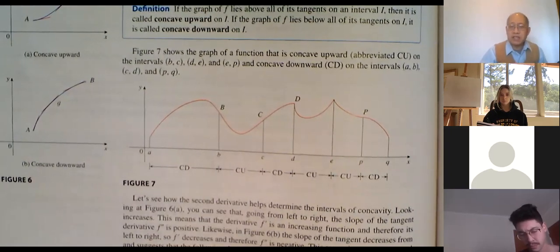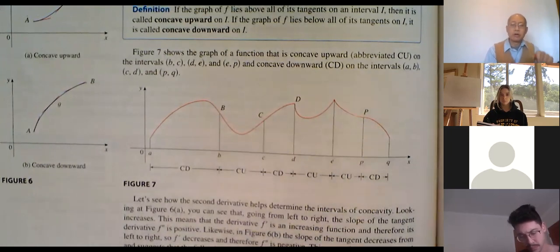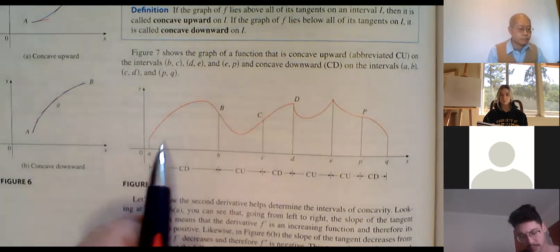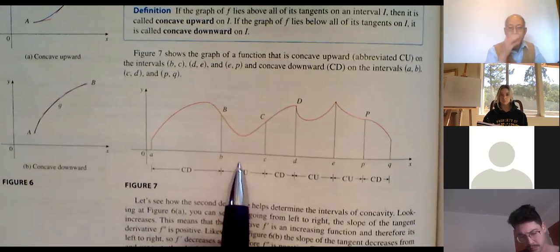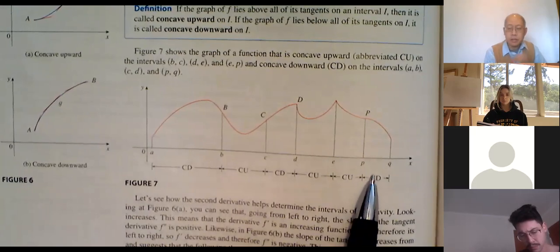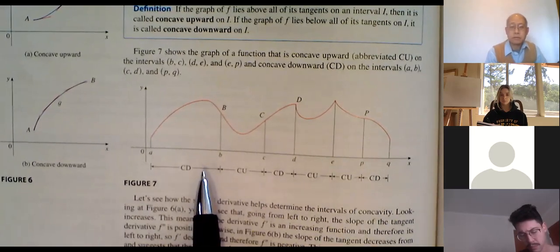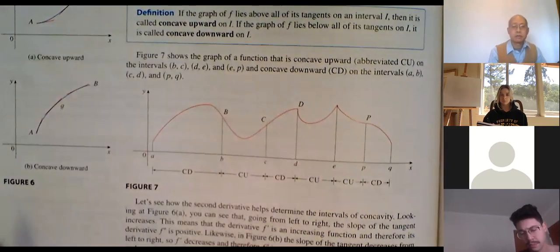So concavity, a fancy word, talks about which way the curve is bending. Is it curving like a U-shape or an upside-down U-shape? So concave down, concave up, concave down, concave up, concave up, concave down. I'm almost never going to say the words upward or downward.